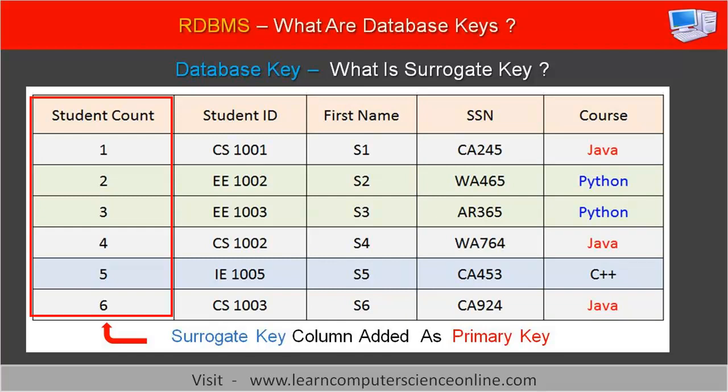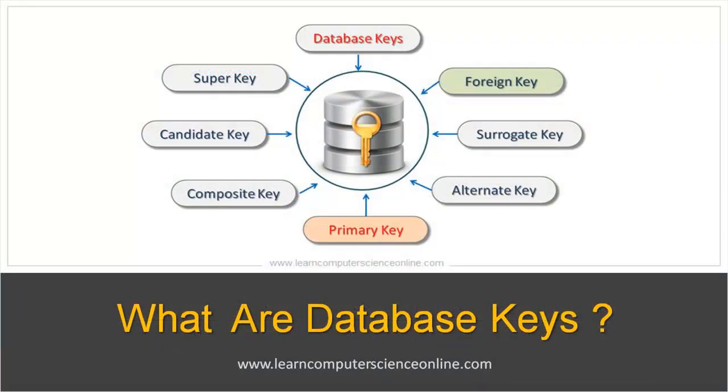On the contrary, a surrogate key is not a natural key because surrogate key attribute is specifically added to the table as a prime attribute for the purpose of defining the primary key. The most common and frequently used example of the surrogate key is the auto-generated integer values in the increasing sequential order, such as 1, 2, 3, 4, 5, as a primary key. That brings us to the end of this tutorial.